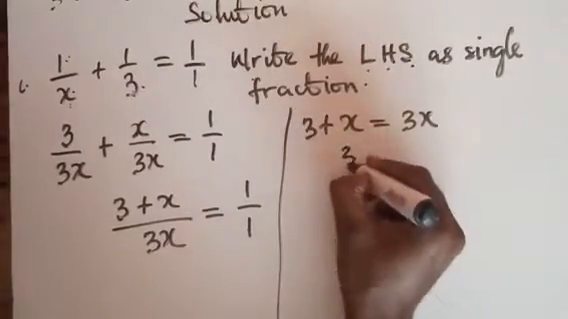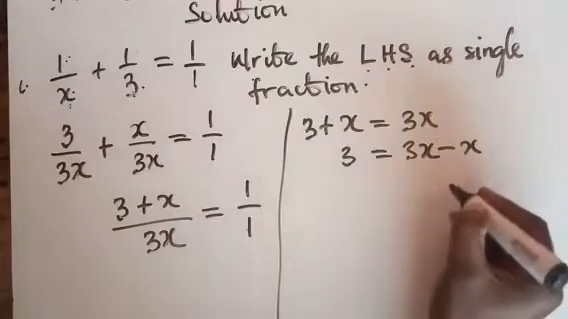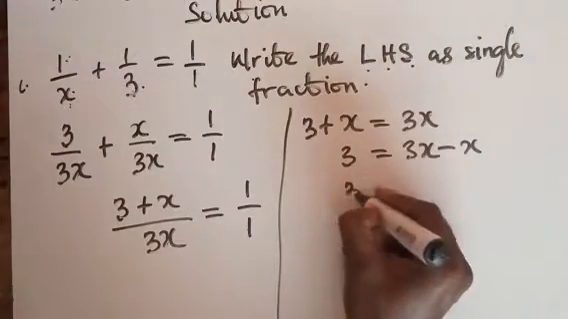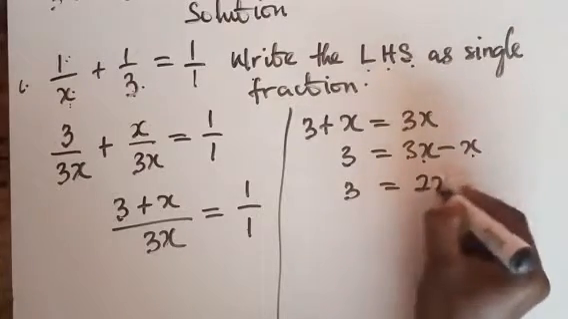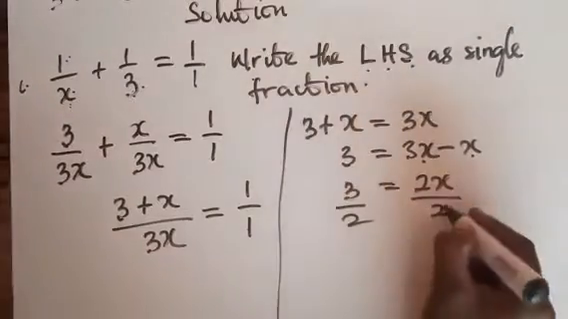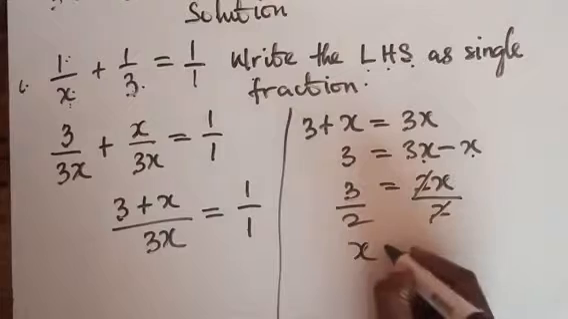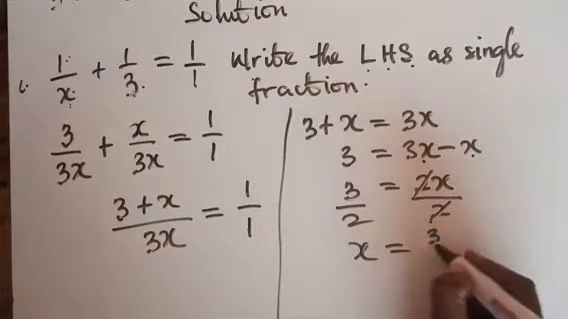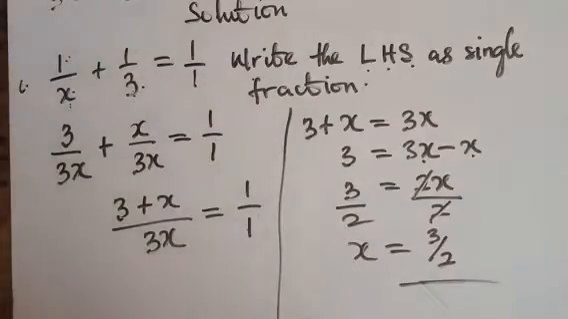So 3 equals 3x minus x. 3 equals, taking x from 3x will give me 2x. Divide here by 2, divide here by 2. Now you can't do anything about it, so x in this regard equals 3 over 2. So that one becomes the solution for x.